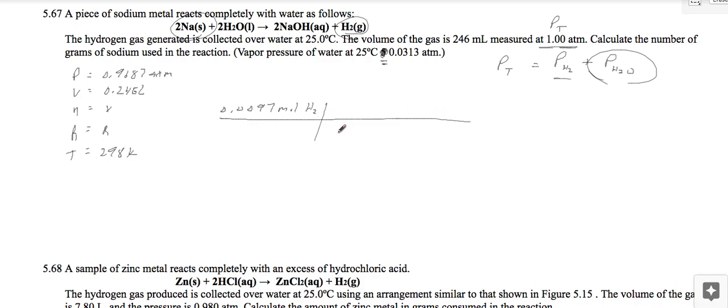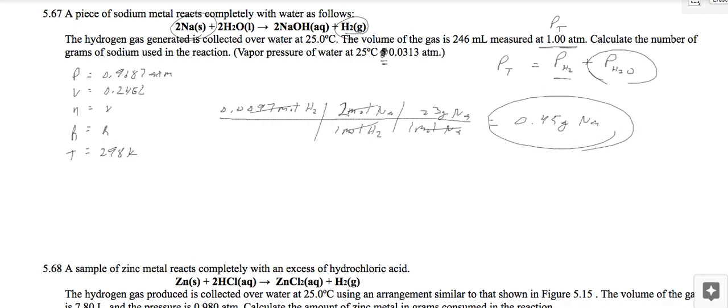Now we can do our ratio. We have 1 mole of hydrogen gas to 2 moles of sodium. Now we can convert into mass. Units cancel, and it equals 0.45 grams of sodium. And that is our answer.